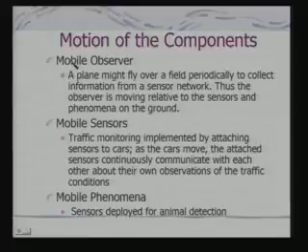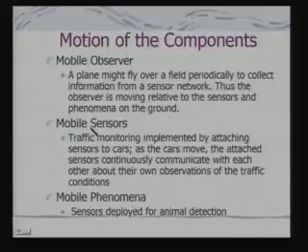So, what are the different kinds of motion you have? Motion of the individual components. First is a mobile observer. A plane might fly over a field periodically to collect information from a sensor network. The observer is moving relative to the sensors and phenomena on the ground.